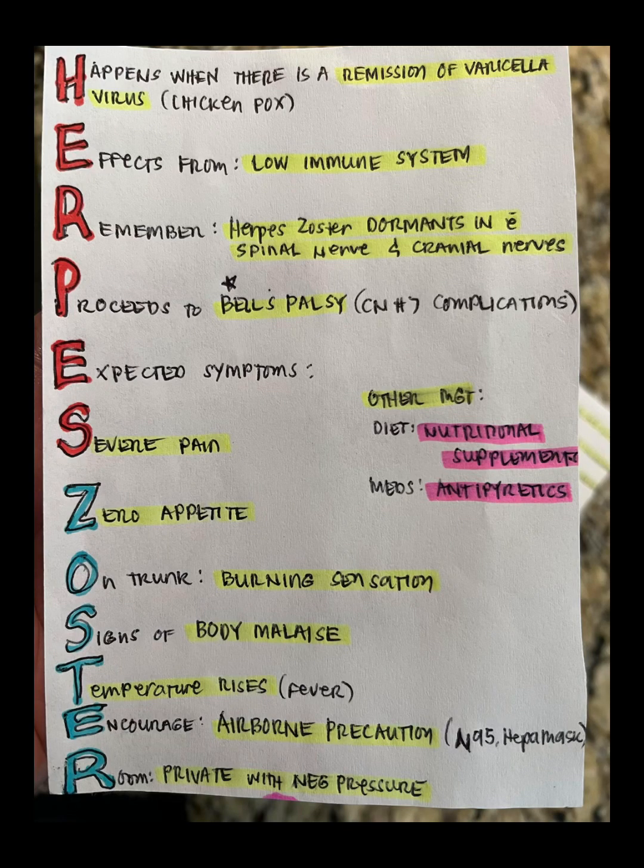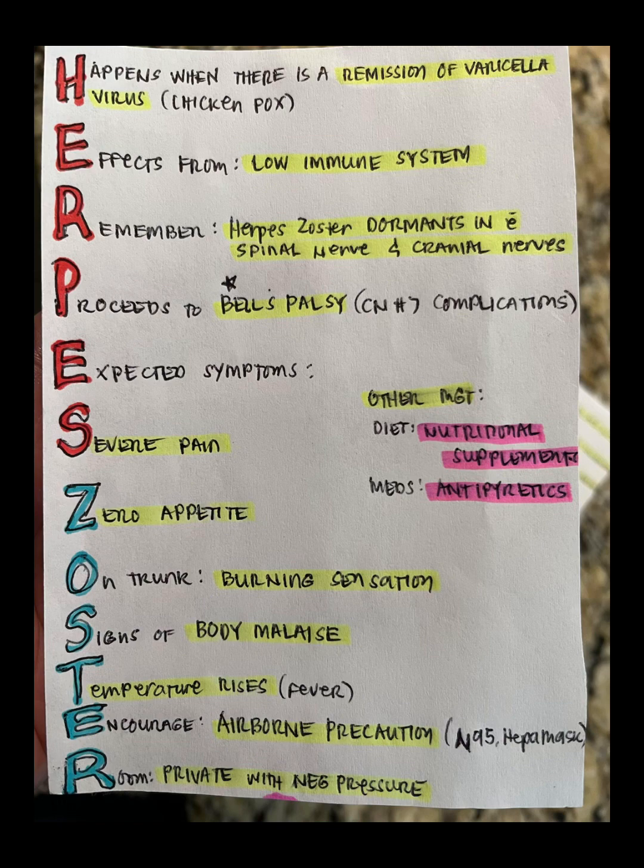Alright, USRNs, the next would be herpes zoster. Herpes zoster happens when there is a reactivation of the varicella virus or chickenpox. This affects those with a low immune system. Remember that the virus lies dormant in the spinal nerves and cranial nerves.